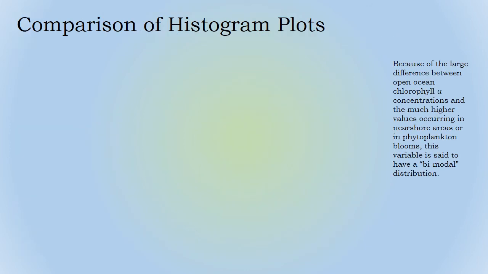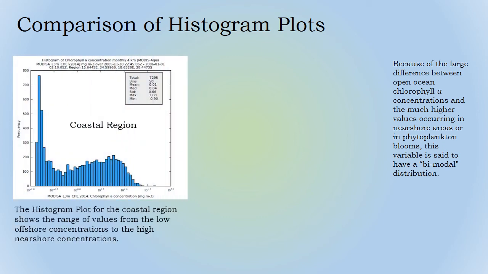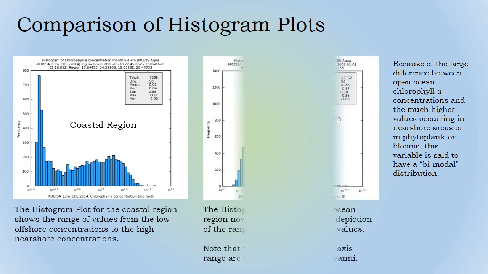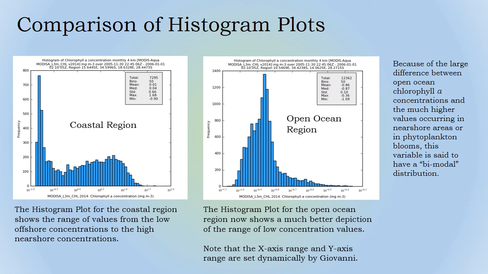We can now compare the histograms for the two oceanic regions. The histogram plot for the coastal region shows the range of values from the low offshore concentrations to the high nearshore concentrations. The histogram plot for the open ocean region now shows a much better depiction of the range of low concentration values. Note that the x-axis range and the y-axis range are set dynamically by Giovanni.